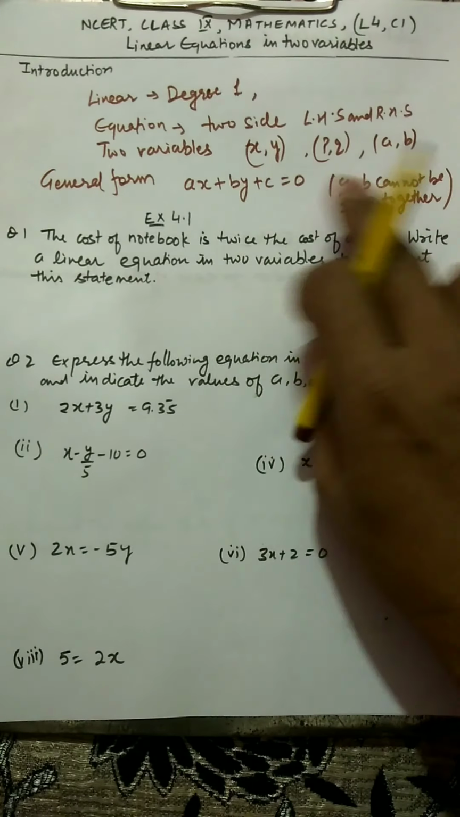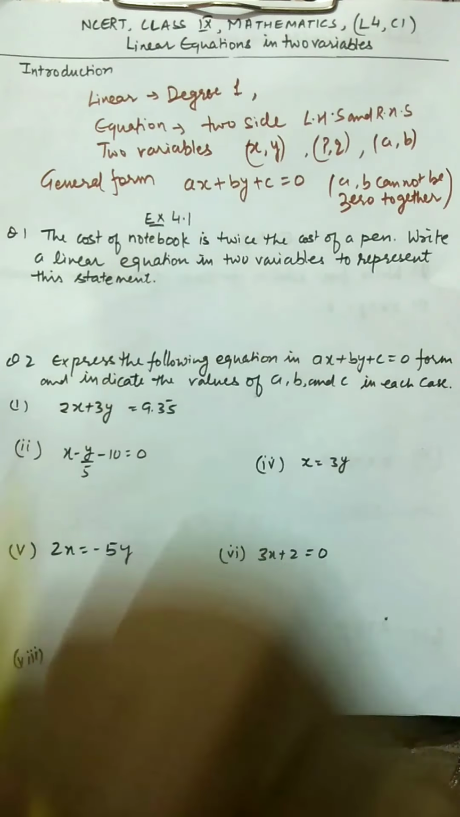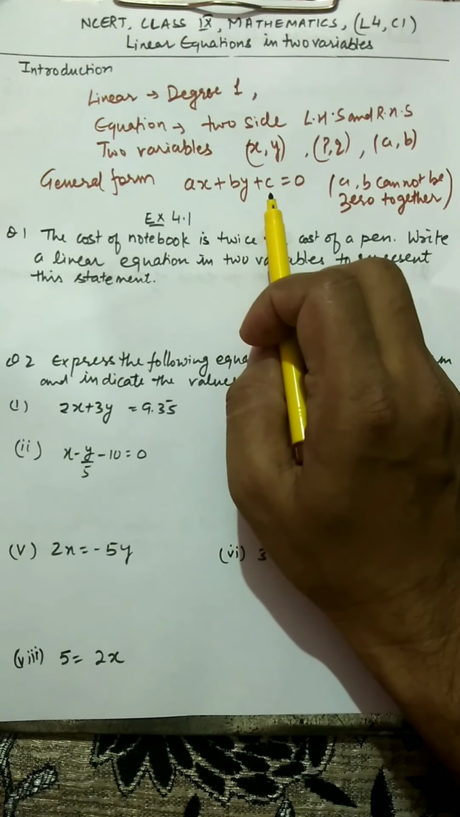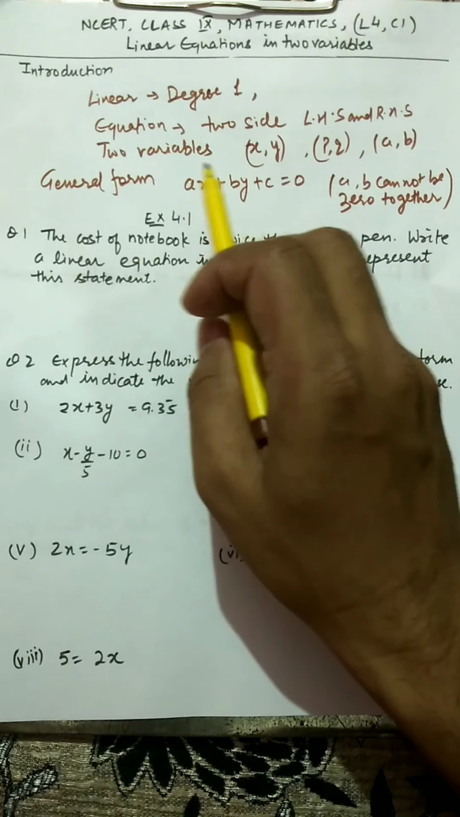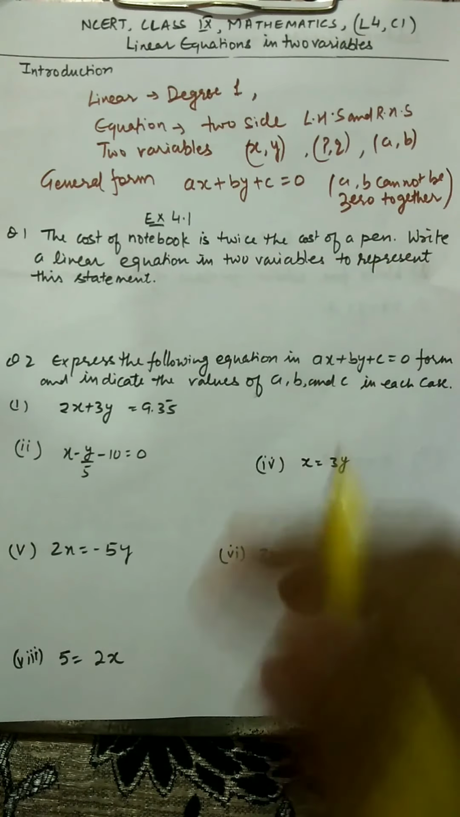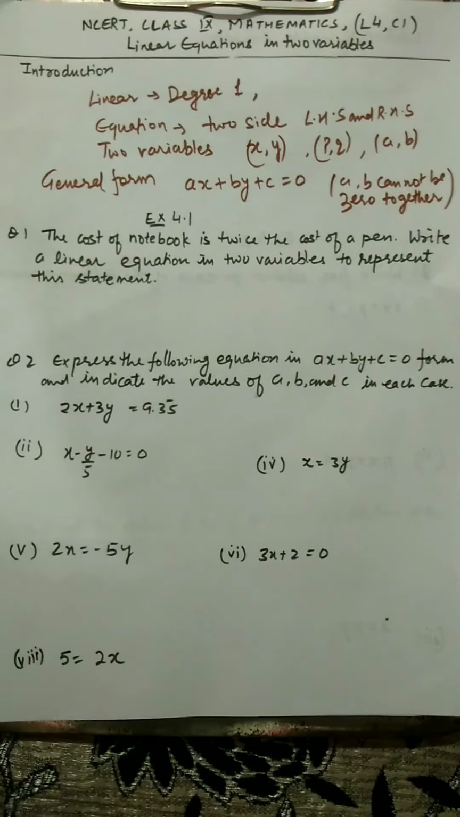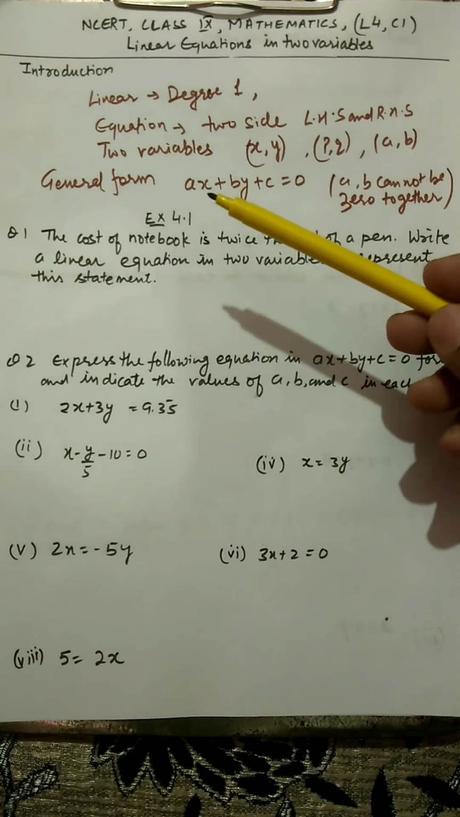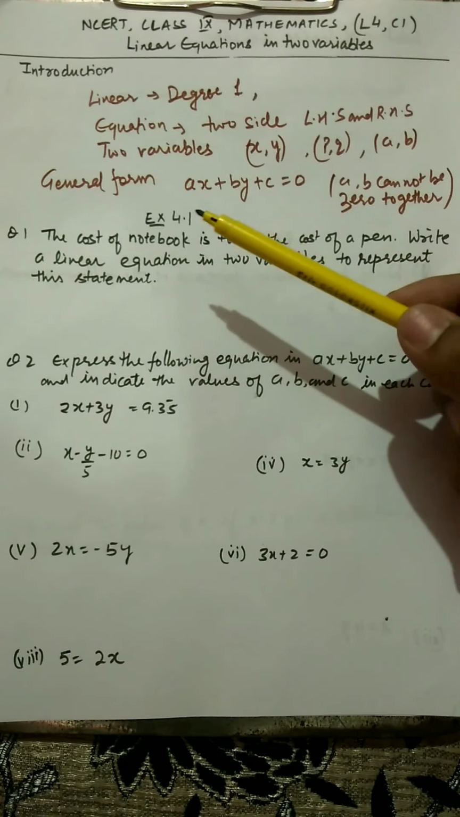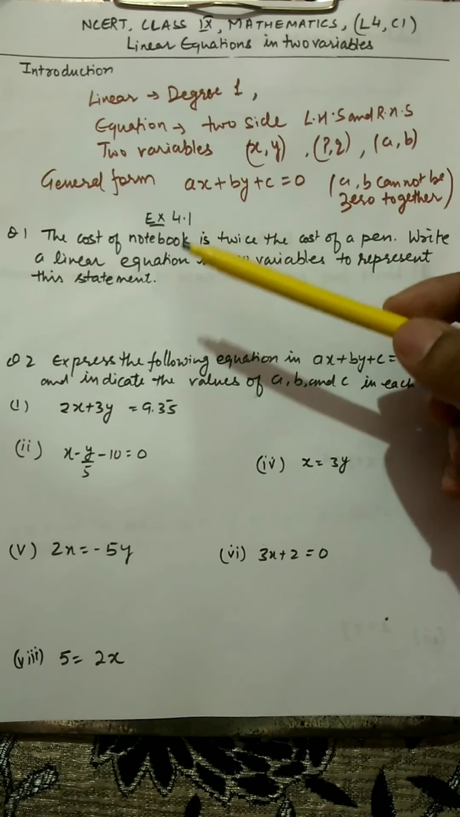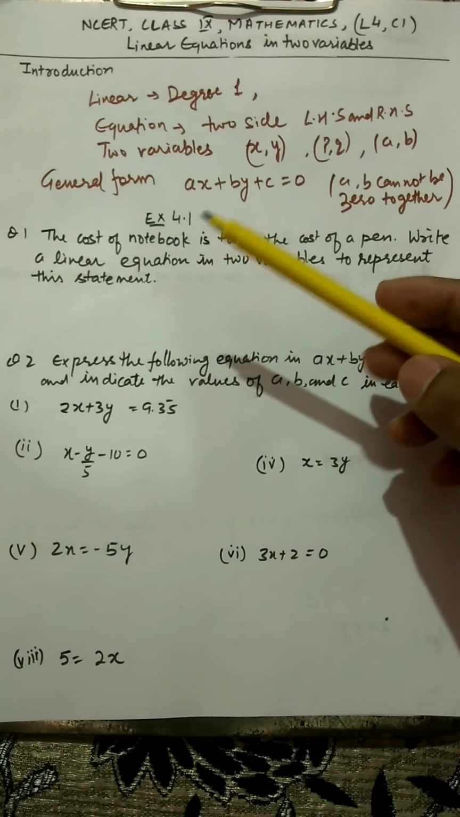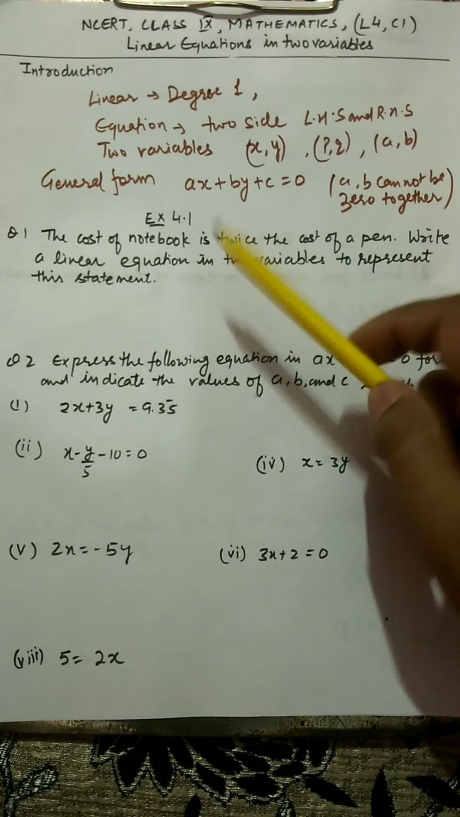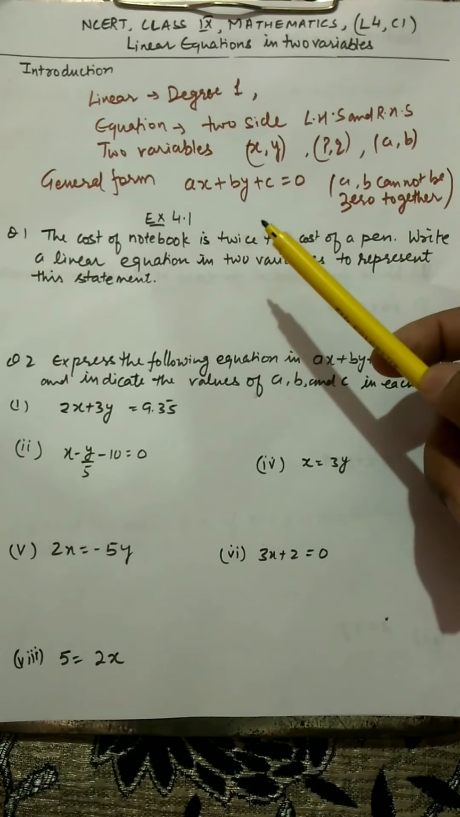Why are we saying this? Because if both a and b become 0, then this will remain as a constant. So that cannot be linear, because linear means some variable must have power or degree 1. One more important thing: a and b cannot be 0 together, but one by one you can take any one as 0. So for example, a can be 0 or b can be 0, but a and b both cannot be 0. And c is a constant which can be 0 or any other constant.